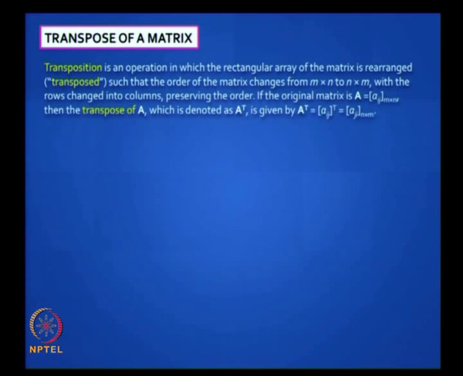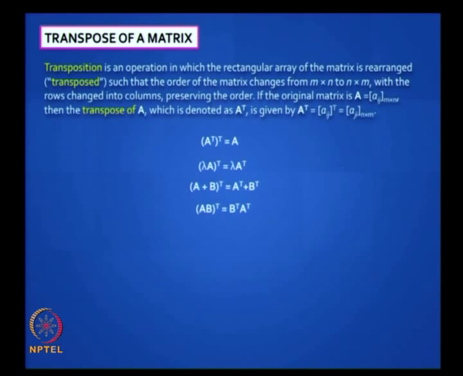Transposition is an operation in which a rectangular array of the matrix is rearranged or transposed such that the order of the matrix changes from m into n to n into m, with the rows changing into columns preserving the order. So, if the original matrix is Aij, then the transpose will be Aij transpose, which is Aji, and the order changes from m into n to n into m. You are familiar with this and you have these properties.